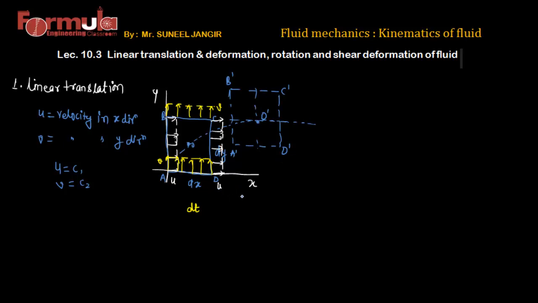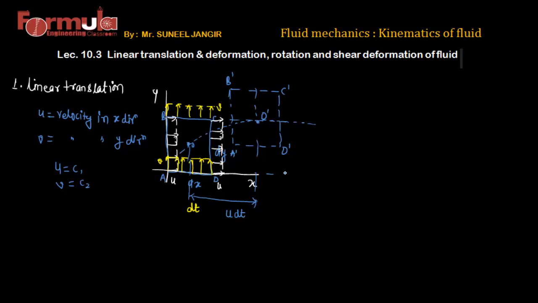Now we want to check how much linear translation will occur in the x direction in the time interval dt. So we want to check this distance, from the point o to o dash. What is the linear translation in the x direction? The velocity in the x direction is u and the time is dt. So this displacement will be simply velocity multiplied by time, that is u dt. So the linear translation in the x direction is equal to u dt, velocity into time.